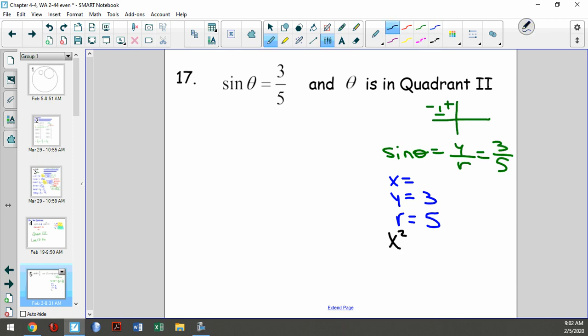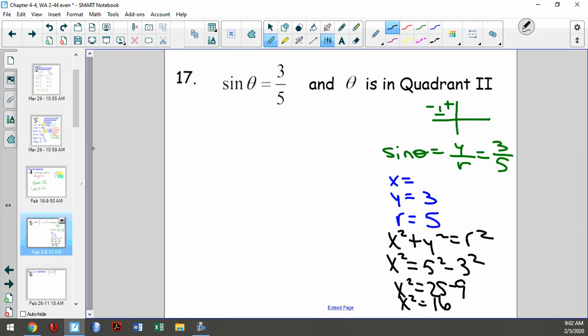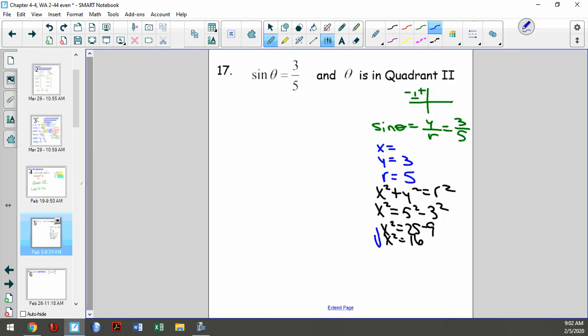I'm going to use x squared plus y squared is equal to r squared. So this is going to be x squared is equal to 5 squared minus 3 squared. So that's going to be 25 minus 9. So that's 16, and I have to take the square root. Well, whenever I take the square root of both sides, I'm going to get x is equal to plus or minus 4.